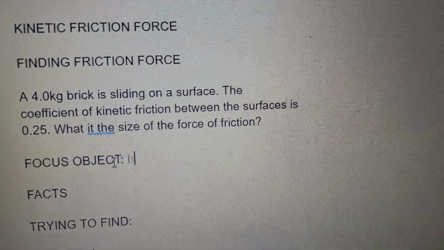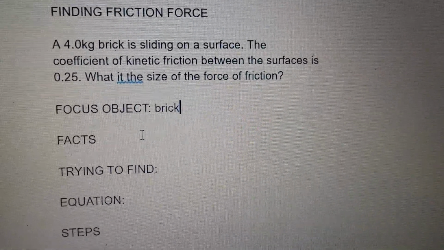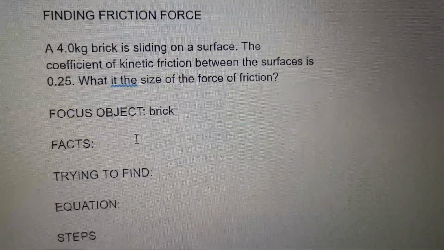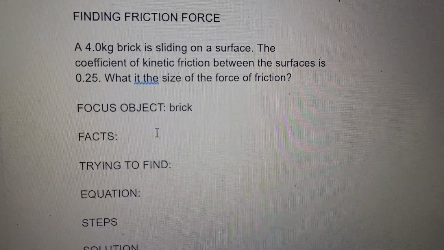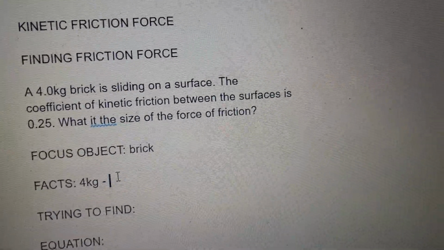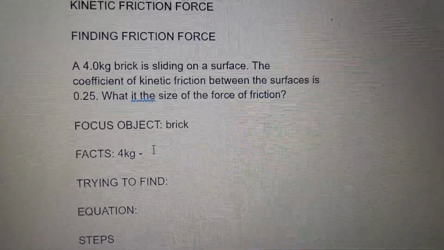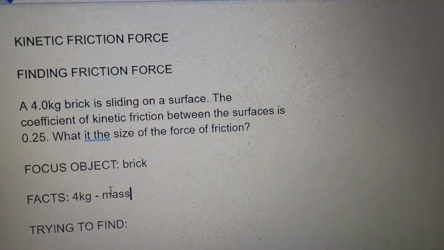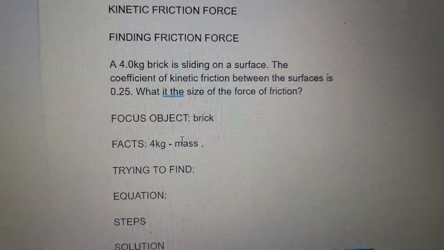The brick. So knowing that is really important. Okay, brick is the focus object. What facts do you know about this brick right now? Kilograms. It's 4 kilograms. So 4 kilograms is for what? What variable would that go into? Mass. 4 kilograms is mass. And I'm glad that you guys know that. That's good. What other facts can you pull about this brick?